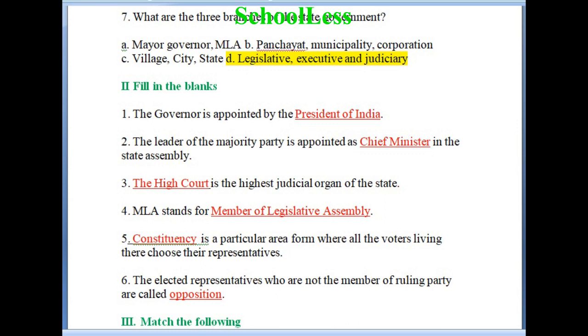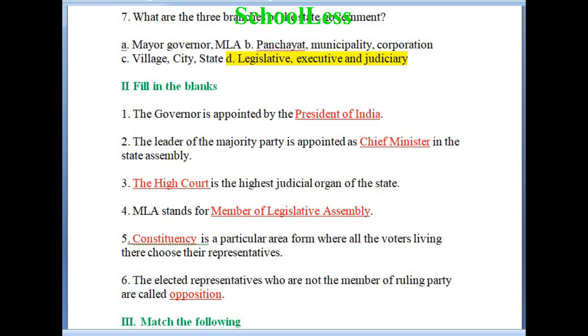Therefore, D is the right choice. Question 2. Fill in the blanks. The governor is appointed by the dash. The governor is appointed by the President of India. 2. The leader of the majority party is appointed as dash in the state assembly. We have seen earlier that the leader of the majority party is appointed as chief minister in the state assembly.